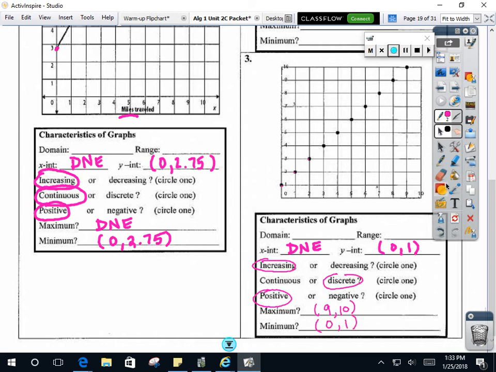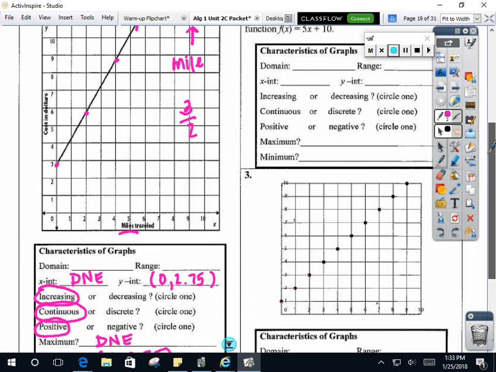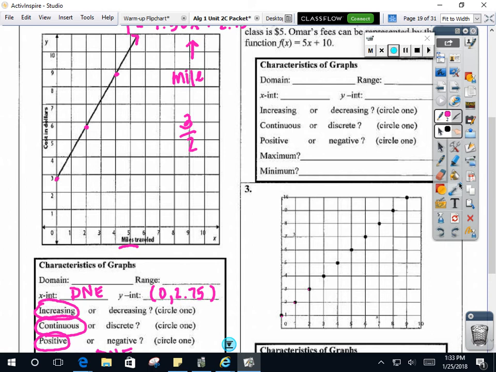Okay, now let's talk about domain and range. So go back up to the first one. When you hear the word domain, you know we're talking about what? The x values. So somebody go up to the board and touch the furthest left the graph goes. I want her to go touch it.